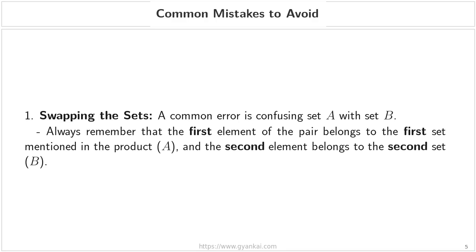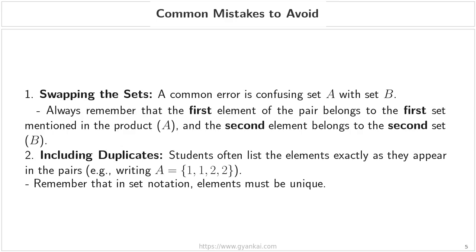First, watch out for swapping the sets. It is a very common mistake to confuse set A with set B. To avoid this, always remind yourself that the order in the notation matters. The first element of every pair belongs strictly to the first set mentioned in the product, which is set A, and the second element belongs to the second set, which is set B. If you swap them, you've essentially reversed the entire relationship.